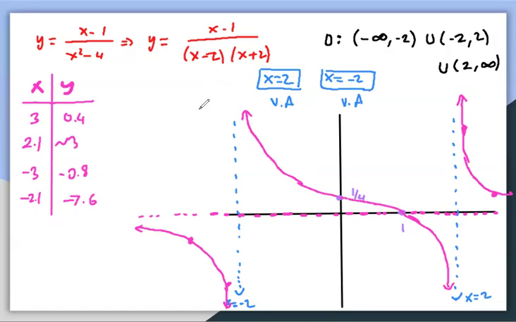Anyway, I hope that was clear. So this is one of the rational graphs. I hope that does help.